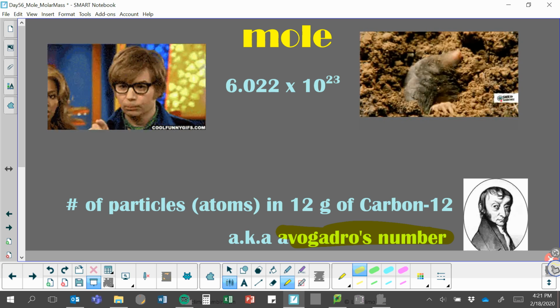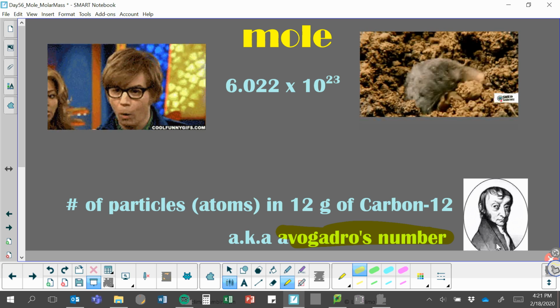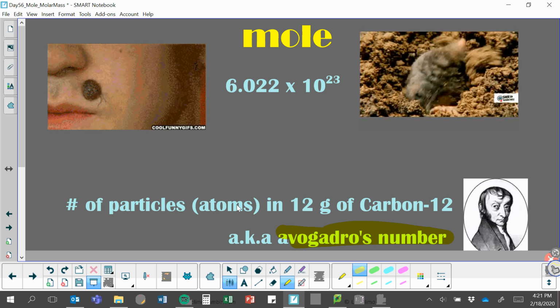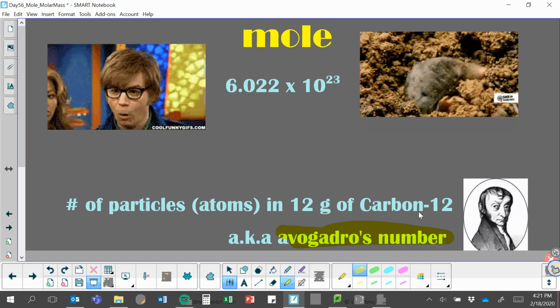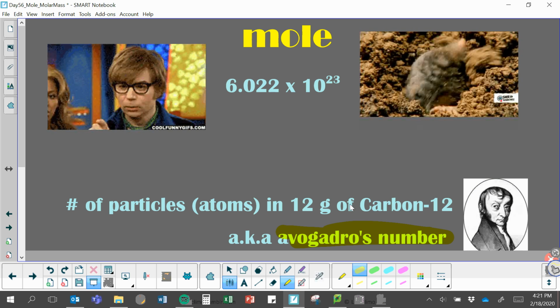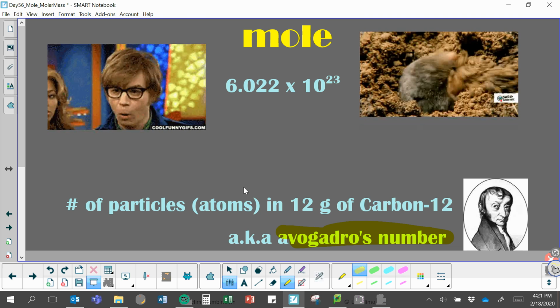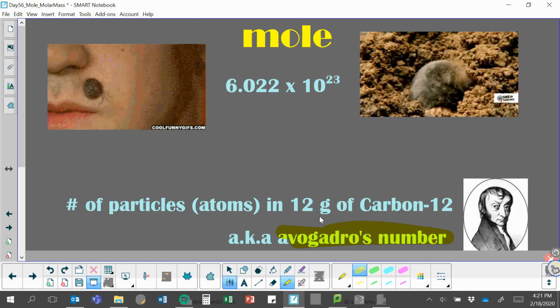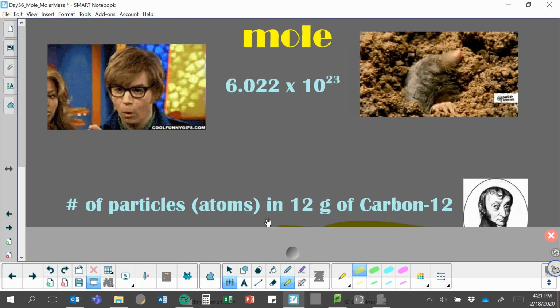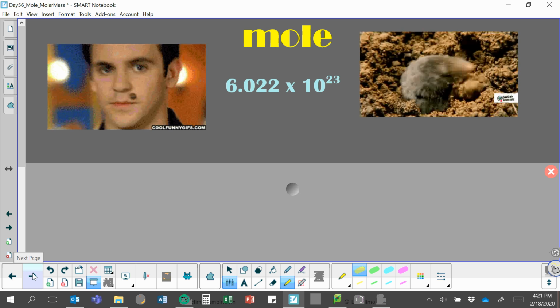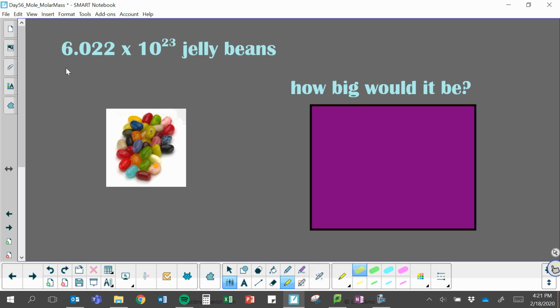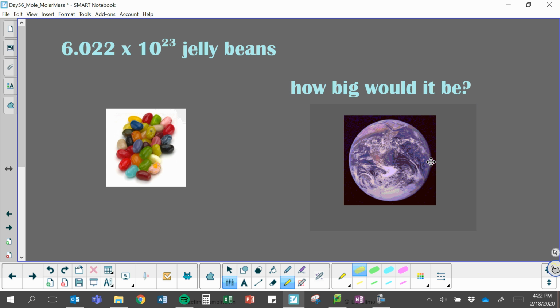This is a picture of Avogadro and the scientist who came up with this number. It is the number of particles or atoms in 12 grams of carbon-12. So I don't care about you memorizing that, but it's just telling us the number of atoms in a particular amount of a substance. And that's a really huge number because atoms are really, really small. So we can kind of get an idea of how big this number actually is. If we had a mole of jelly beans, 6.022 times 10 to the 23rd jelly beans, how big would it be? And it would actually be the size of the Earth.